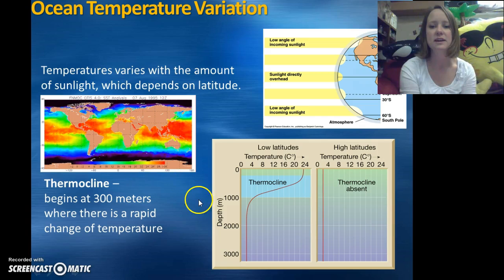So if you look at this first graph here, the low latitude, so that's around your equator. Once you get down to about 300 meters, you have a sharp decline in temperature until you reach a steady cold temperature. Notice that it never gets quite down to freezing, which is why the water on the ocean floor is not frozen, it's still liquid. At the high latitudes, at our poles, we don't have warm surface water because the sunlight is not as direct, so there is no thermocline. It's the same cold temperature regardless of depth.